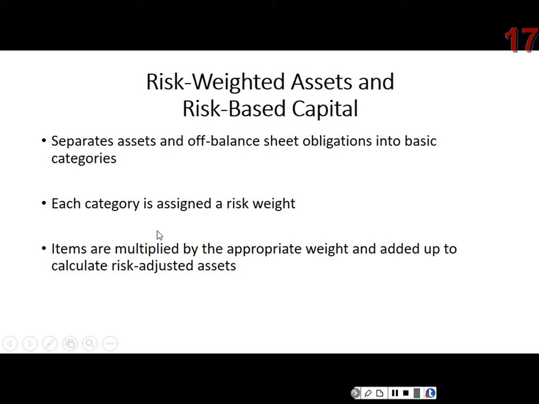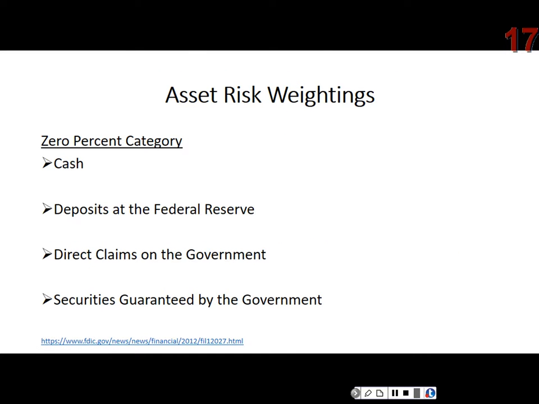Okay. So this is, in general, how these assets are weighted. Okay? For example, in the 0% risk category is cash. So this kind of maybe makes this a little more understandable. If a bank has cash in the vault, there is no risk of losing money on that cash. So they have to assign zero capital against the risk of a loss for that cash. Does that make sense?